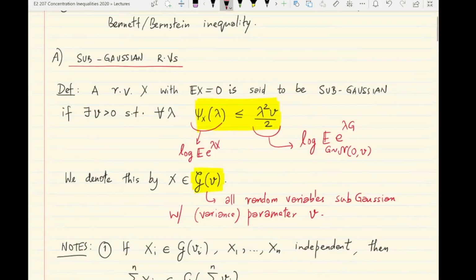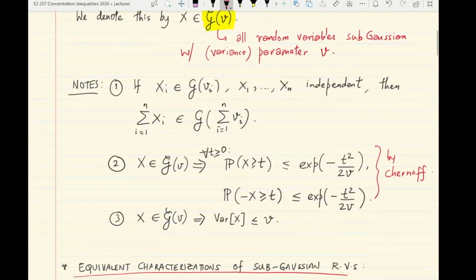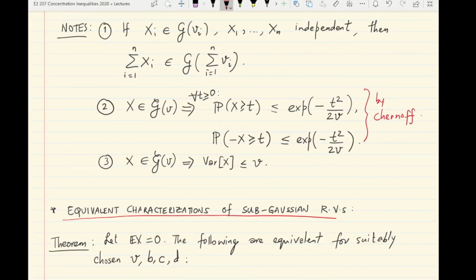Because you have an upper bound on the log moment generating function, which is that of a Gaussian random variable, this will give you a lower bound on the dual of C_X of lambda, which is C_X star of t. And that's precisely what comes into this exponent here. The third remark here is that it's easy to show that if X is Subgaussian with parameter v, then its variance is actually bounded by v. This is the reason we call this parameter v the variance parameter.